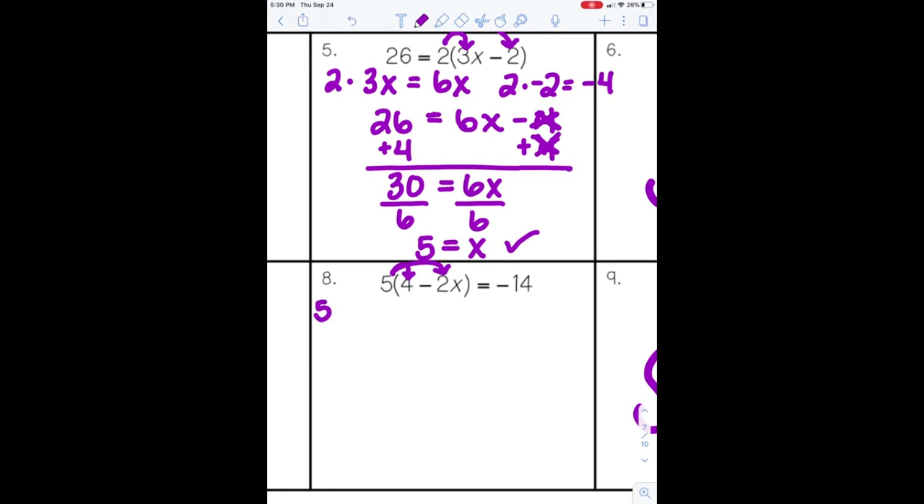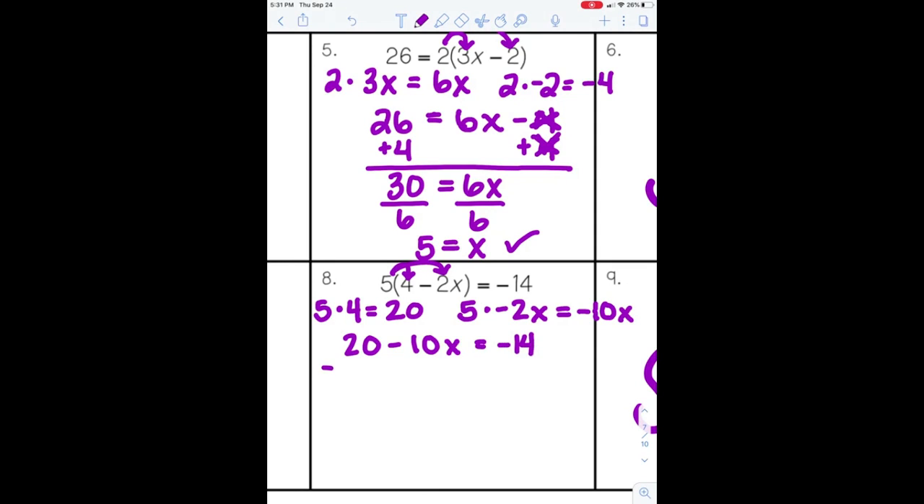So here I'm going to distribute the 5 to my 4, which gives me 20. And then I'm going to distribute the 5 to my negative 2x, which equals negative 10x. So I have 20 minus 10x is equal to negative 14.